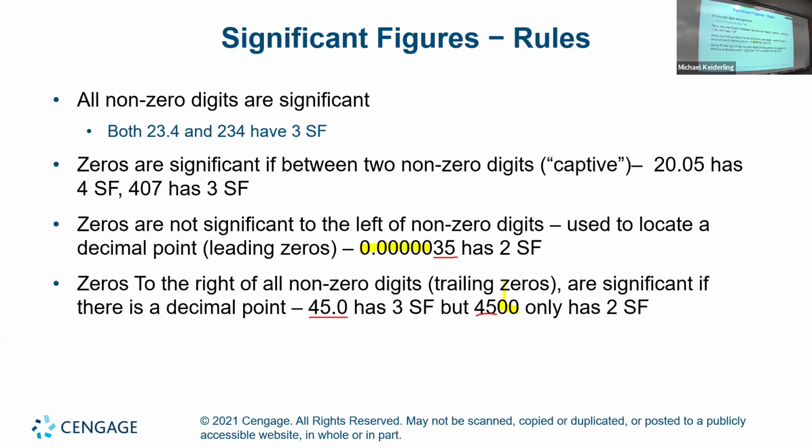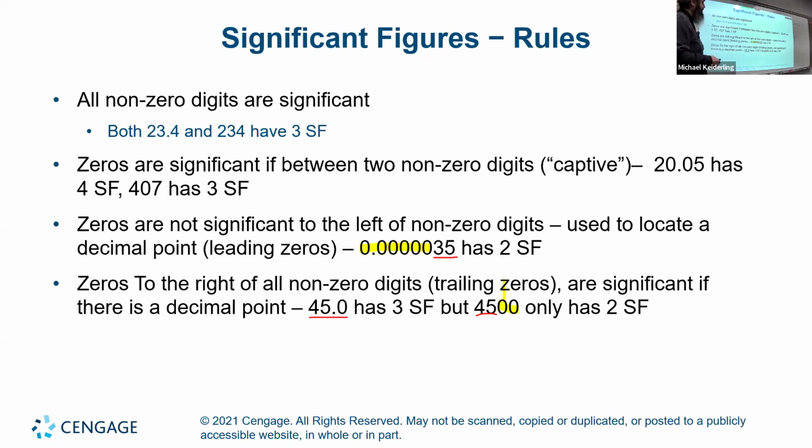So the rules for significant figures. When you look at a number, all non-zero digits are significant. So both 23.4 and 234 have 3 significant figures. Zeros in between non-zero digits, zeros in the middle, are also significant. Your significant figures will always be a big block. So 20.05 has 4 significant figures, 407 has 3 significant figures. Zeros are not significant if they're on the front. Leading zeros used to locate a decimal point are never significant.